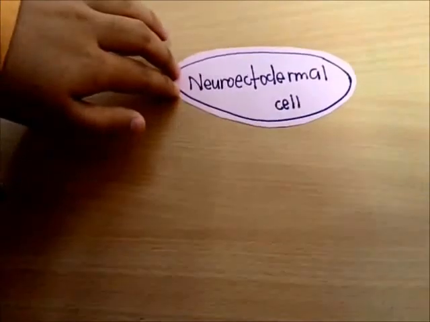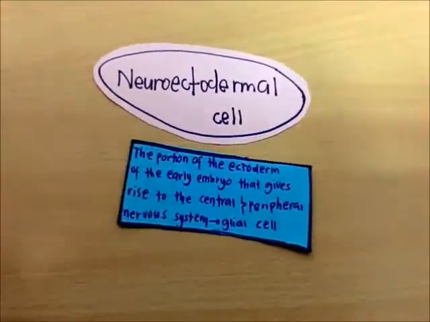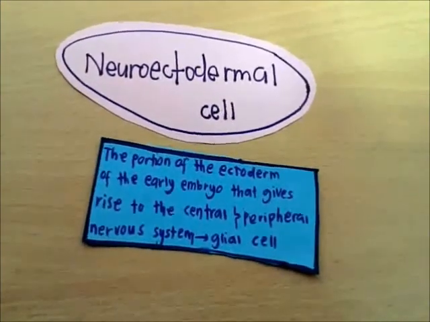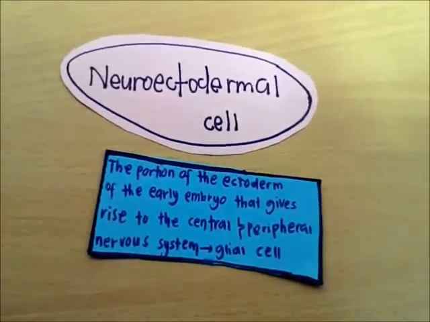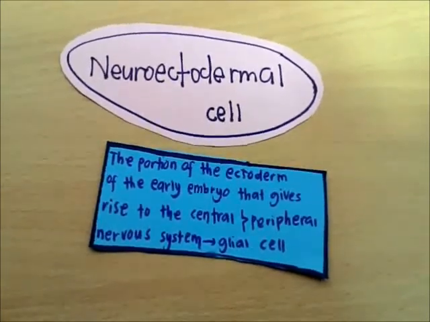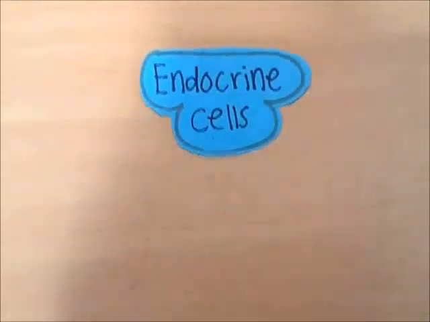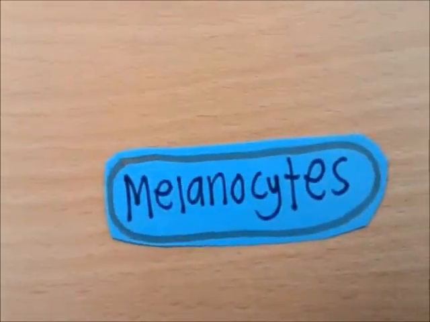The next part is the neuroectodermal cell. The neuroectodermal cell is the portion of the ectoderm of the early embryo that gives rise to the central and peripheral nervous system. It consists of glial cells, neurons, endocrine cells, and melanocytes.